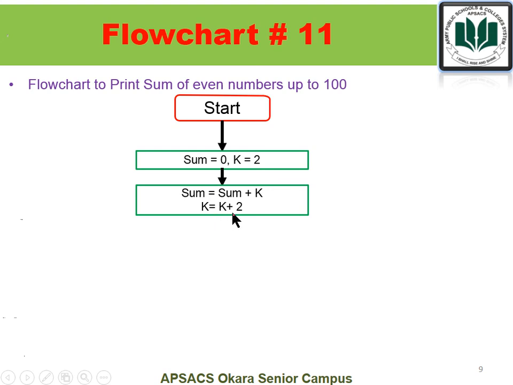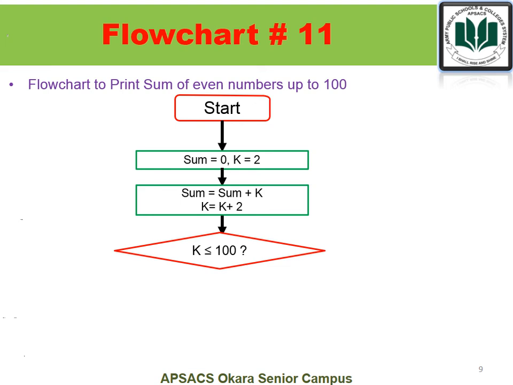The first value of sum will become 2. After that, k will be incremented by 2. So now the value of k becomes 4, 2 plus 2, 4. And we will test the value of k. If k is less than or equal to 100? 4 is less than or equal to 100, then yes, and we will move to this step. We will add the previous value of sum, 2. 2 plus 4, 6. So the new value of sum is 6.